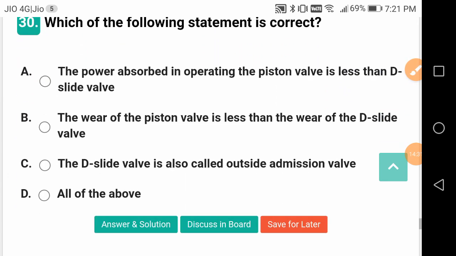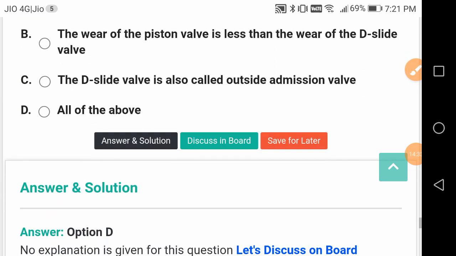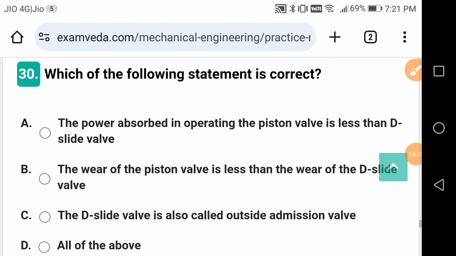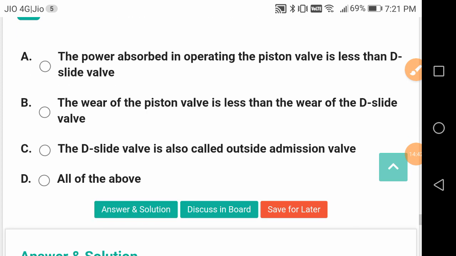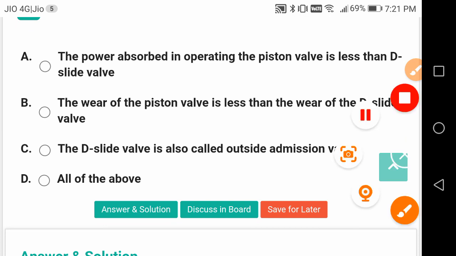Which of the following statement is correct? Let us see the answer. It is D. The power absorbed in operating the piston valve is less than D-side valve. The wear of the piston valve is less than the wear of the D-side valve. The D-side valve is also called outside admission valve. So all of them are correct.